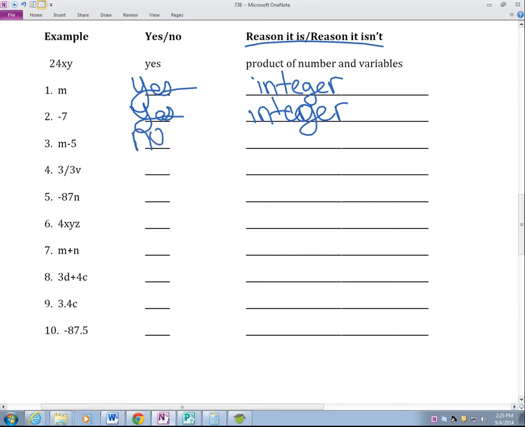Okay, subtraction. 3 divided by 3v, or 3 over 3v. Yes, it is. It's a product of variables.